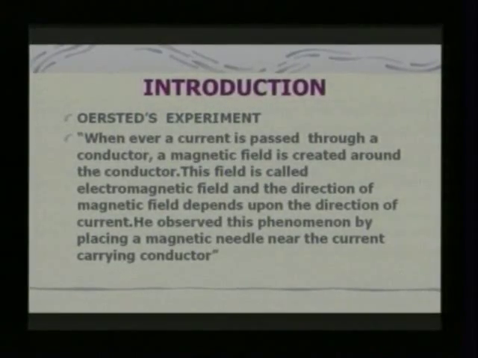Ørsted experiment. Whenever a current is passed through a conductor, a magnetic field is created around the conductor. This field is called electromagnetic field, and the direction of magnetic field depends upon the direction of current. He observed this phenomenon by placing a magnetic needle near the current carrying conductor.